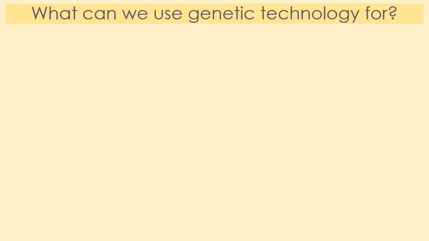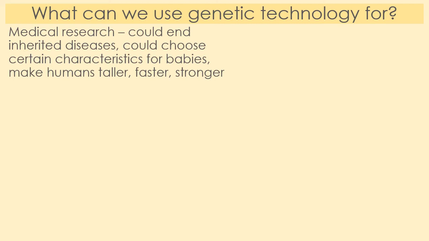So what can we use genetic technology to do? There's quite a few things we can use it for, and we're getting better and better at it. We can do lots of medical research. For people, we could end inherited diseases. They're caused by genes being passed down from parents to offspring. If we can remove that gene, there are going to be no inherited diseases, which could be great. We can end all these diseases that can end people's lives earlier than they need to.